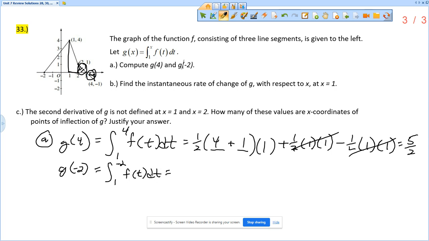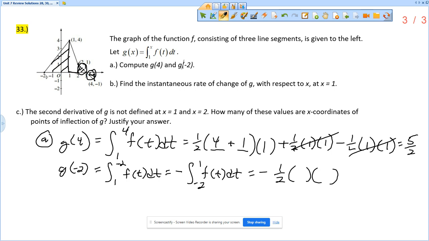And so I think it's easier to consider them in the correct order. So I would flip the limits and put a negative in front. So negative the integral from negative 2 to 1 of f of t dt. All right, and so now I'm interested in the integral from negative 2 to 1. So that's actually just this triangle here. So I'm going to put the negative on the outside, and then I've got 1/2 the base times the height.